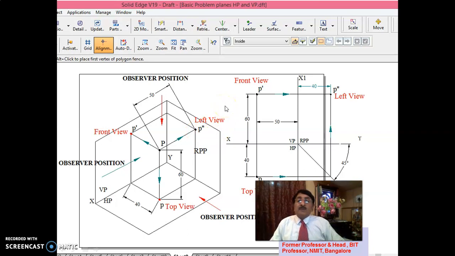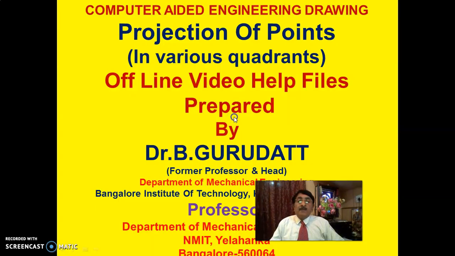Please remember, for first angle on RPP, you are seeing the left view, because for one condition, you have to meet the object first and then the plane, as per the principle of first angle projection. It is always object first and then the plane. When you're looking from here, you should first meet the object and then the plane. That is why the left view you get on the right profile plane.